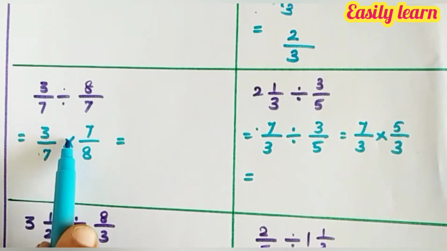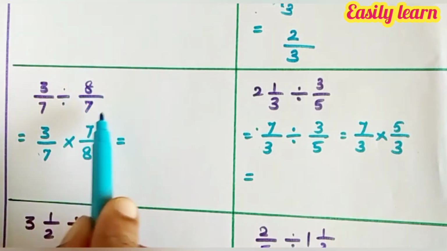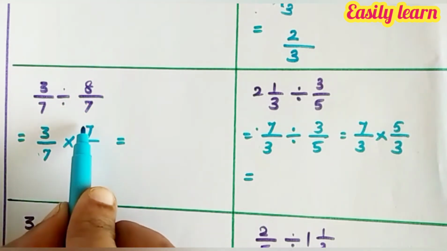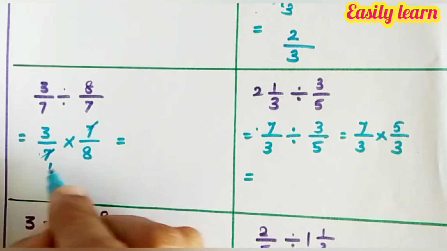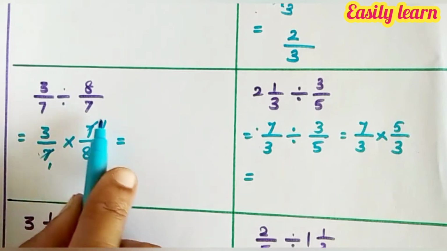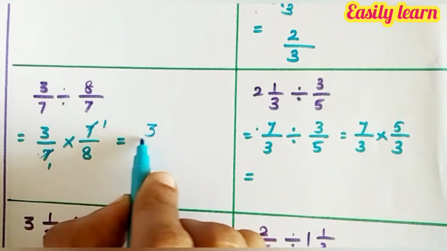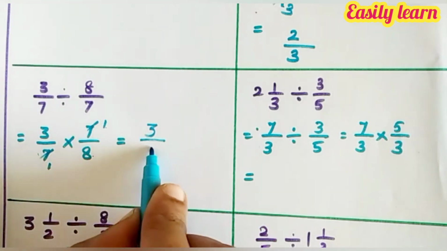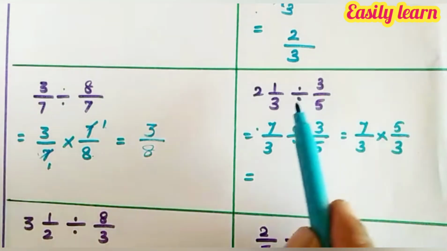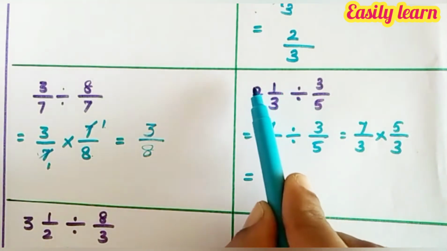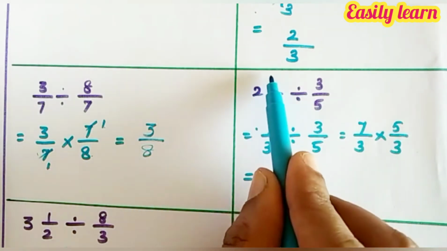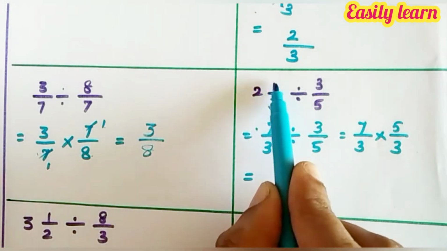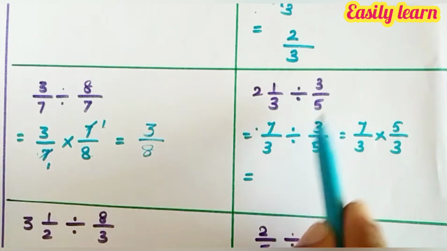And next one, 3 by 7 divided by 8 by 7. 3 by 7 into, this reciprocal is 7 by 8. So 7 is here and 7 is in the denominator also. You can cancel these two. So you have only 3 divided by 8. And here, இது வந்து mixed ஆ கொடுத்திருக்காங்க. 2 1 by 3 divided by 3 by 5. So first convert this into an improper fraction. 6 plus 1, 7 by 3 divided by 3 by 5.